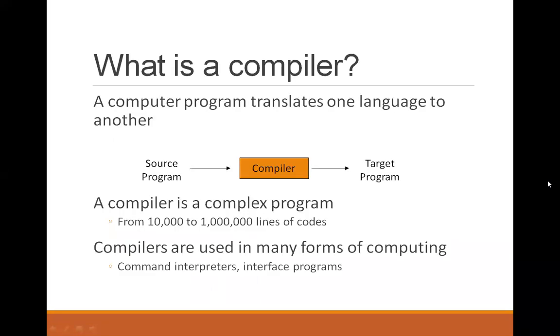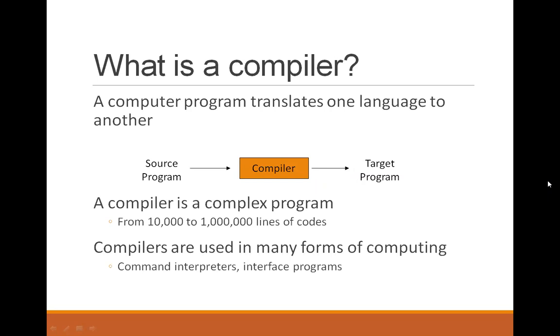So what's actually a compiler? Compiler actually takes the source code and translates that into the machine code. Compiler itself is quite a complex program. The compiler itself is about 10,000 to a million lines of program code which work together to make the compiler.